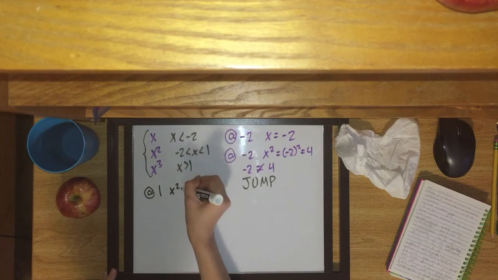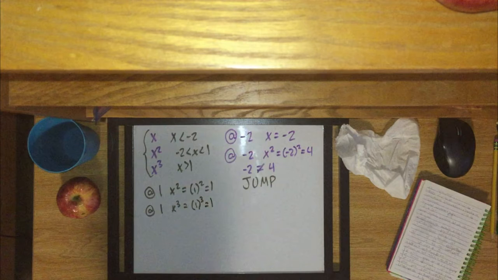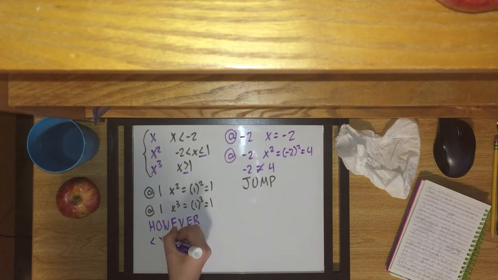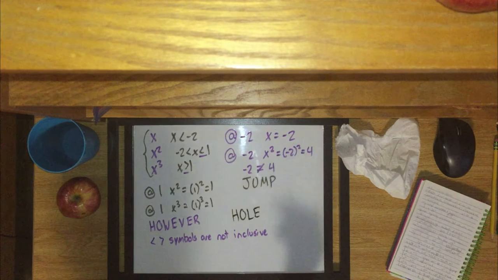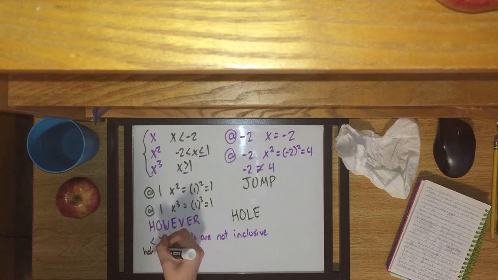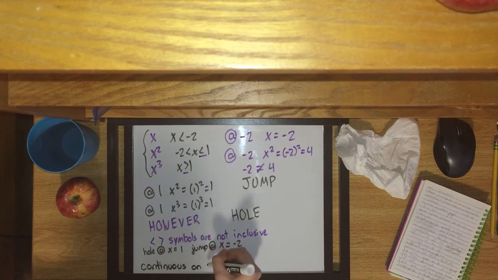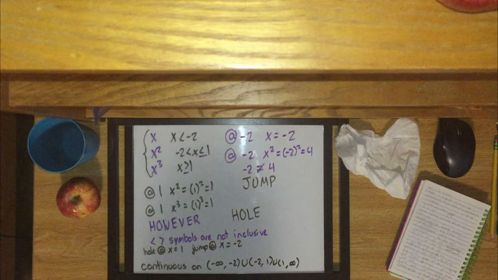At x equals 1, x squared equals 1 squared equals 1, and x cubed equals 1 cubed equals 1. 1 equals 1, so there's not a jump there. However, the less than and greater than signs are not closed, so the function is not defined at x equals 1. So there's actually a hole here. There is a hole at 1 and a jump at negative 2. The function is continuous on negative infinity to negative 2, negative 2 to 1, and 1 to positive infinity.